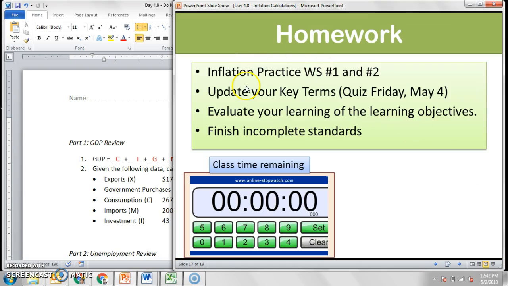For your homework, you've got Inflation Practice Worksheet 1 and 2. I've uploaded it to Schoology. It's got tables on the front and on the back in which you're going to calculate the price of the market basket, the CPI, and then the inflation rate for 2 different sets of data. Should be good practice. If you feel uncomfortable with this, you're in a good spot and you'll be ready to go, ready to move on.